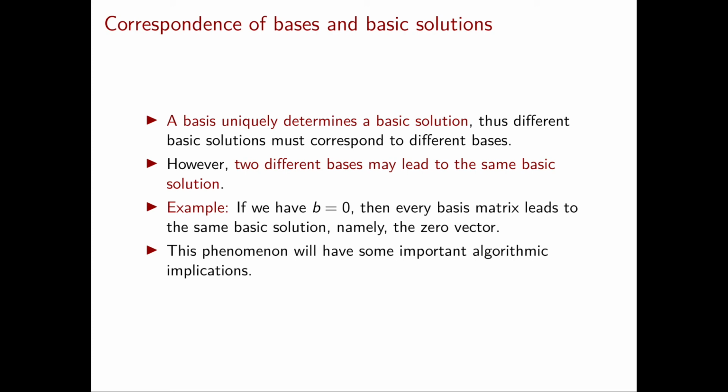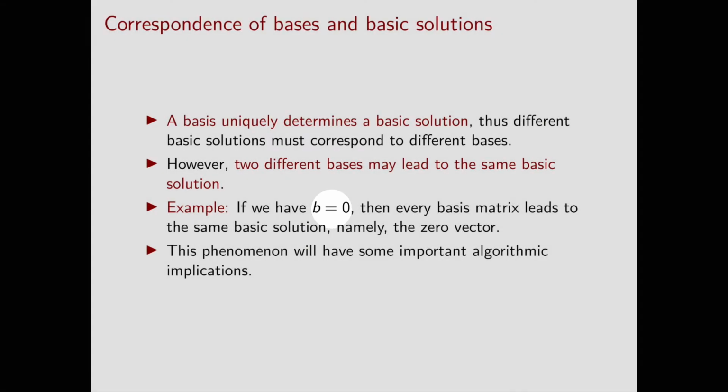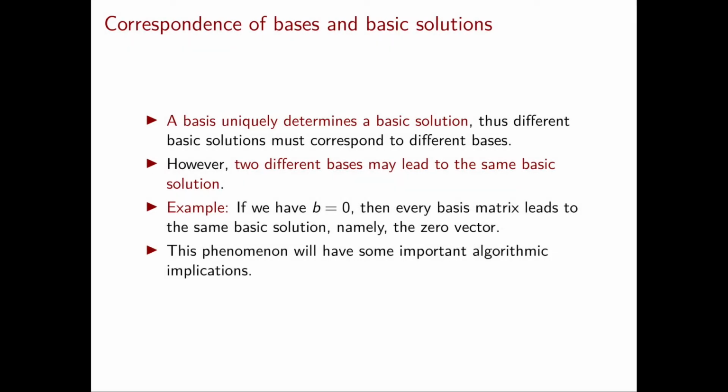Just pick any system Ax equal to b where b is equal to 0. Then every basis leads to the same basic solution, namely the 0 vector. In fact, once you have set to 0 the non-basic variables, you're left with the system capital B times xB equal to 0. You know that xB equal to 0 is a solution, obviously, and since capital B is invertible, this is the unique solution. And so the 0 vector is the corresponding basic solution.